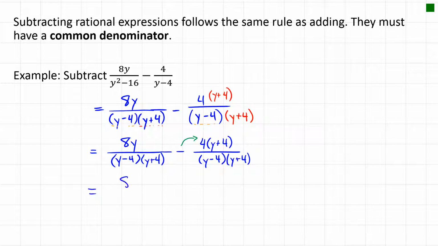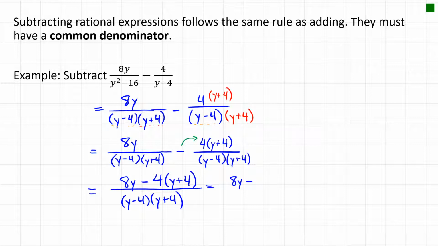So you subtract the numerators from each other and the denominator stays the same. So this would be 8y minus 4 times y plus 4 up top. So you see that this minus is basically applying to that whole numerator there. So then I have y minus 4 times y plus 4 on the denominator. And now I'm good to go ahead and simplify. I'm going to start working to the right here so that I have room. So I have 8y minus 4 times y plus 4.